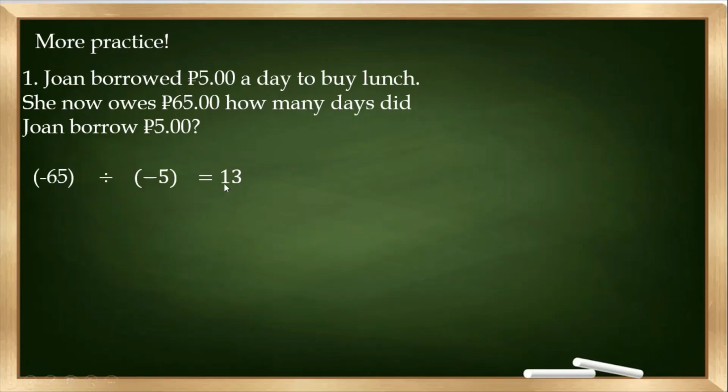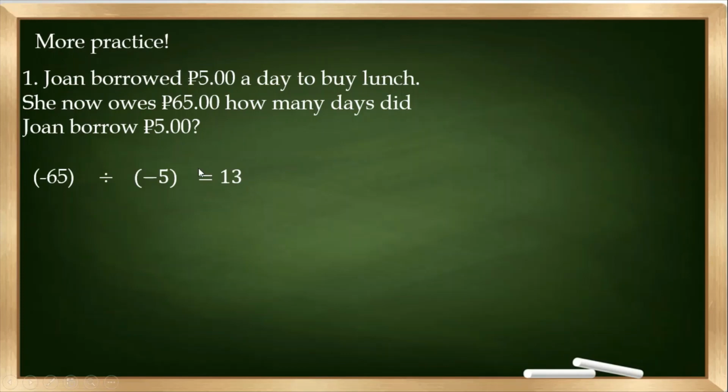So ibig sabihin, yung pera na 65 pesos or yung total na 65 pesos na utang niya iyon or nalikom niya iyon sa loob ng 13 araw. And here, positive na siya because we are dividing two numbers, two integers na mayroong parehong sign. So, negative divided by negative is positive. And as you can see, nagiging positive yung sagot natin.